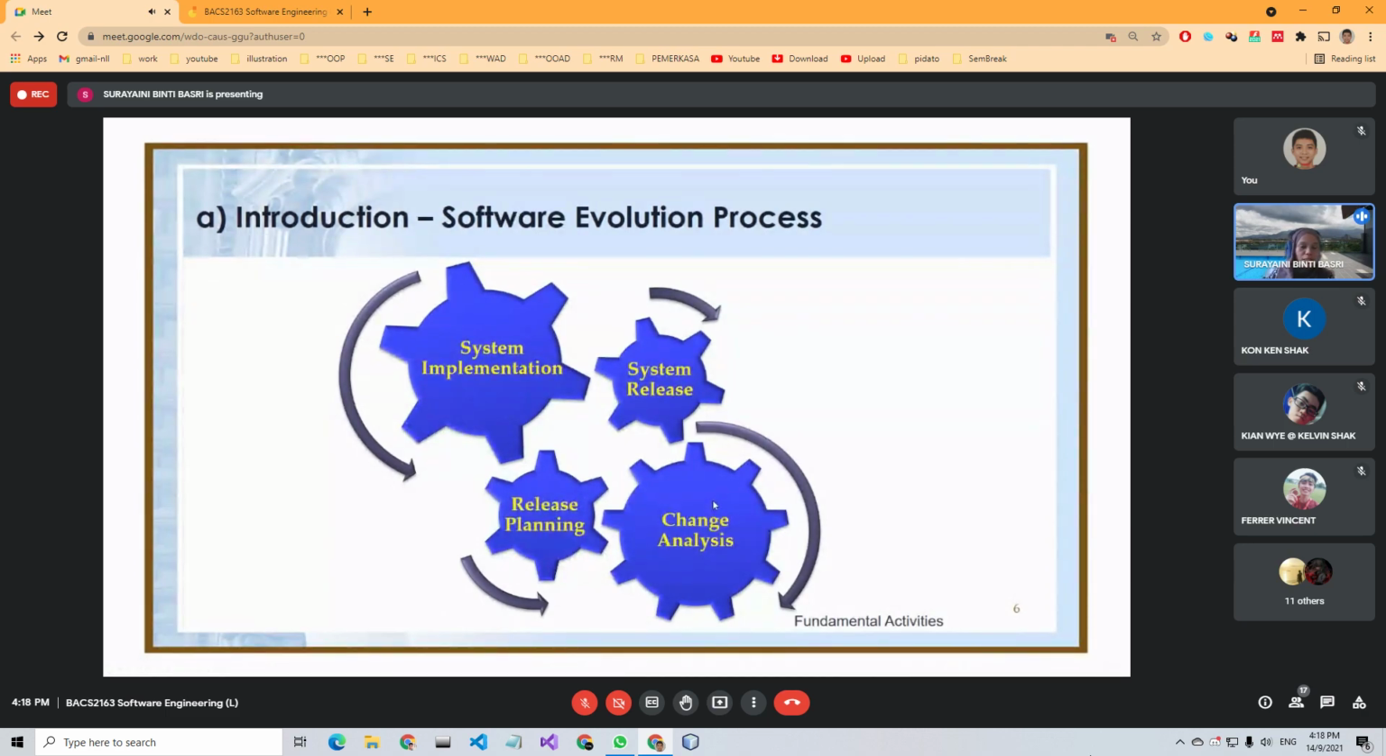If it can proceed, then they go to release planning. They will need to plan in what software version the change will take place. After that, they will do the implementation. They will code the amendment. After that, they will release the system. The release planning here, when a software company gives a version number to their software, actually depends.